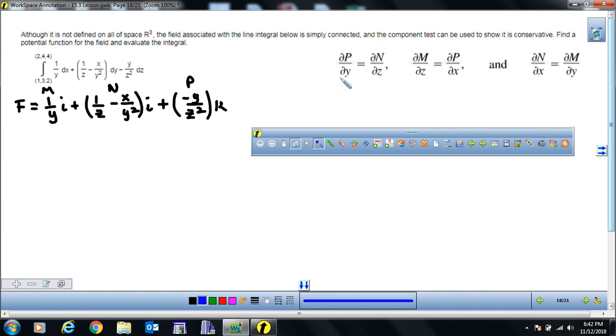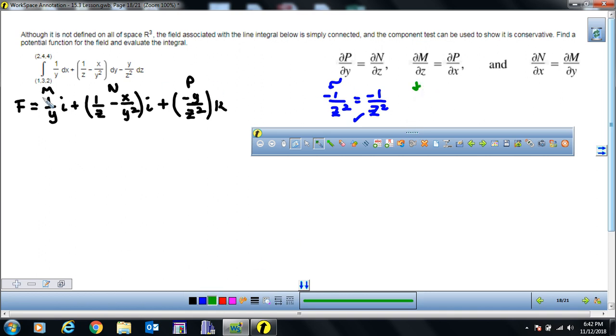So if I get the derivative of the p component with respect to y, it is negative 1 over z squared. The derivative of the middle component with respect to z: this is the same thing as z to the negative 1 power, right? So when I get the derivative, it will be negative 1 times z to the negative 2, which is the same as negative 1 over z squared. So which gives us the same thing.